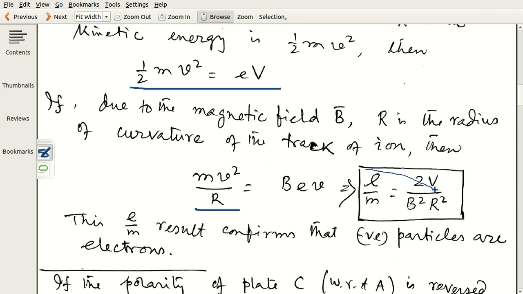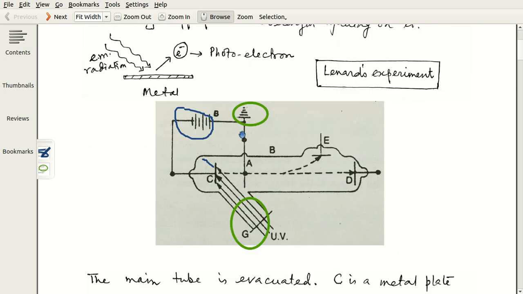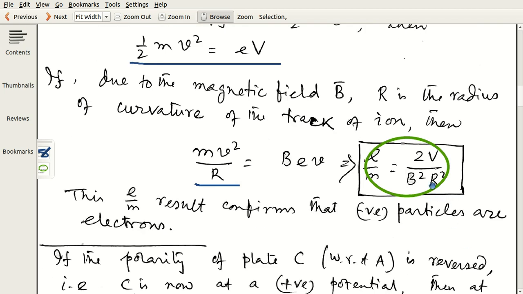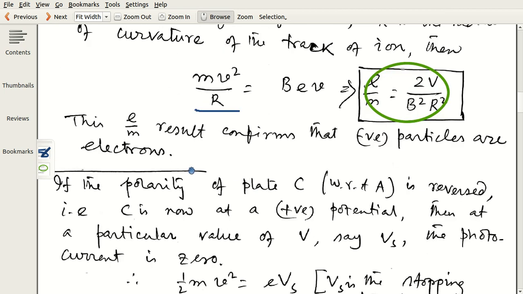E by M equal to 2V by B square R square. Now you measure the V potential that you apply from the battery. From the battery you know the V potential, and you measure the R from the trajectory of the electron, and you know the field strength B. So you know E by M, and this E by M result confirms that the negative particles are electrons.